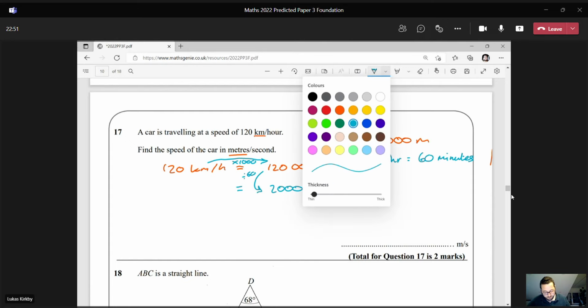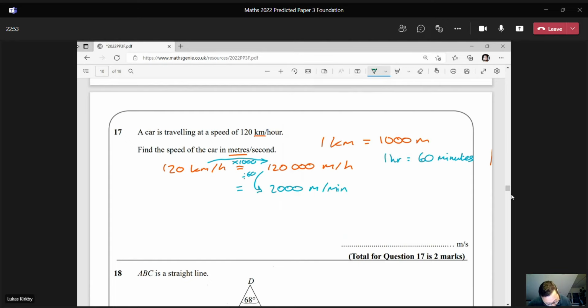And then finally 1 minute into seconds, but again 1 minute is 60 seconds. So I want to divide by 60 again. And that gives me 33.3 recurring metres per second. Okay.